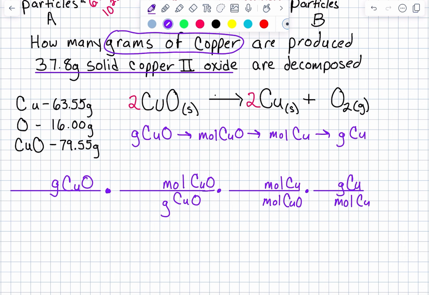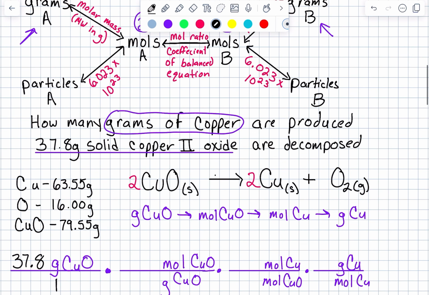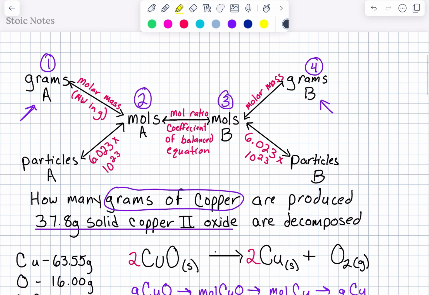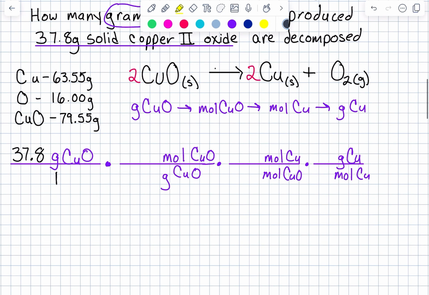And now we just need to plug in numbers. Remember that the given always goes over 1. And so now I have 37.8 grams of copper oxide. When I go from grams to moles, maybe I forget how to do that, but if you remember your roadmap, it makes it very easy because I can see that to go from stop 1 to stop 2, I need to use my molar mass. And so coming back down here, the molar mass of copper oxide is 79.55 grams in 1 mole.